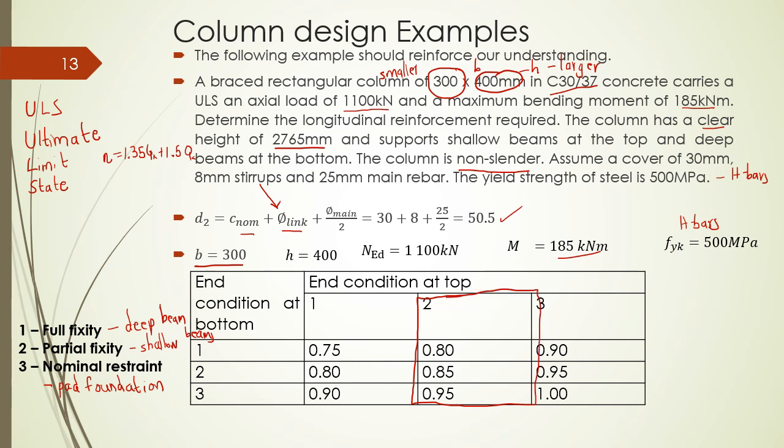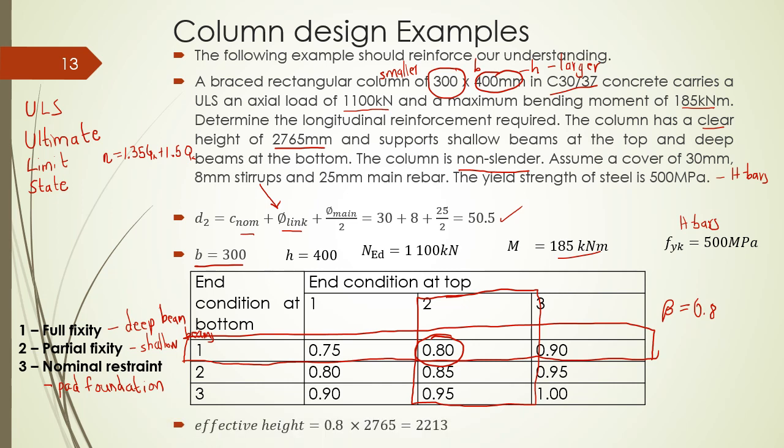That's the column we're interested in. And deep beams at the bottom. Deep beams offer full fixity. So that gives us condition 1. So that's the row we'll now be interested in, and we'll read off the section where the two coincide. So our coefficient in this case will be 0.8. To get the effective height from the clear height, we'll multiply 0.8 by the clear height, which we had been given here, and we'll get the effective height as 2,213 millimeters.